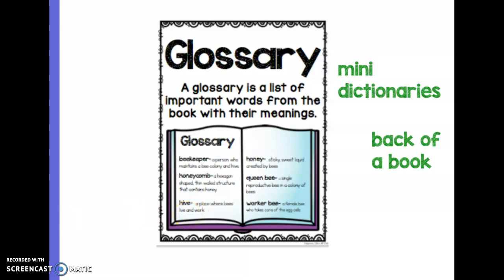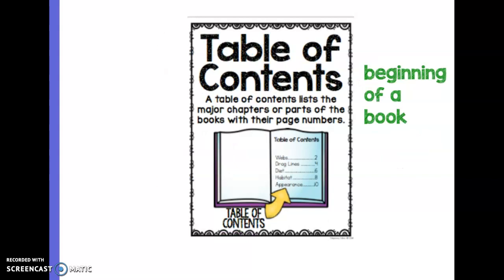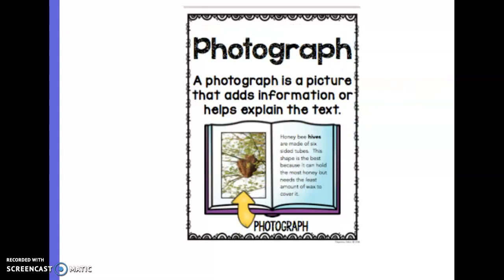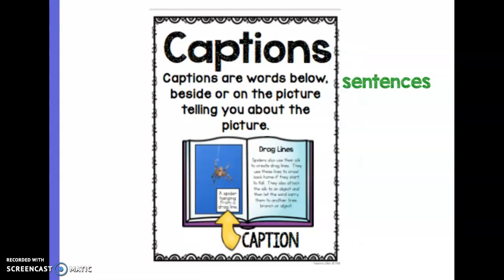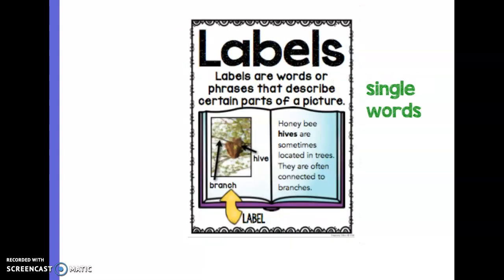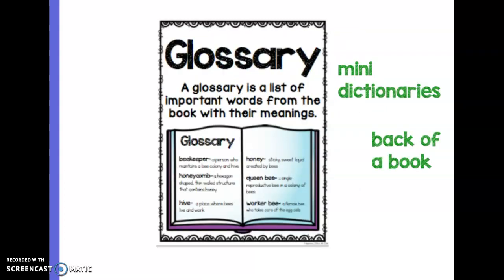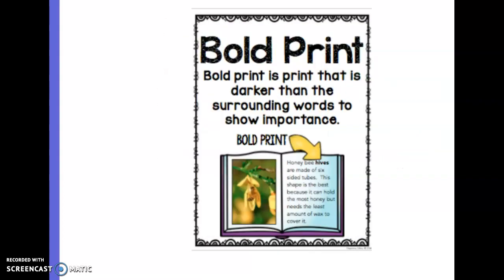So remember, all of the text features that we talked about today are table of contents, heading, photographs, captions, labels, index, glossary, and bold print. Now that we've learned a little bit more about text and graphic features, let's go back to your worksheet.